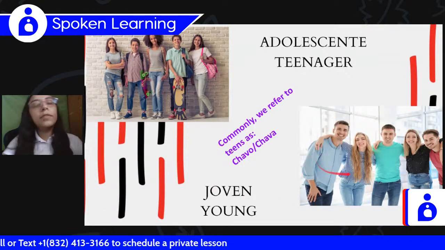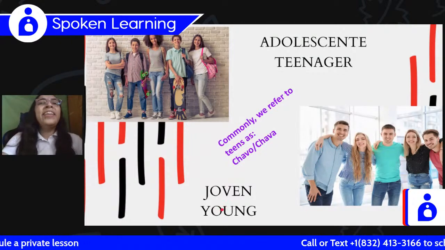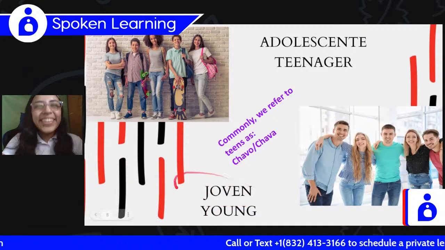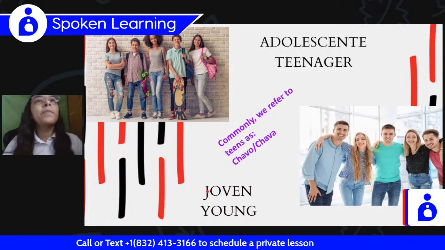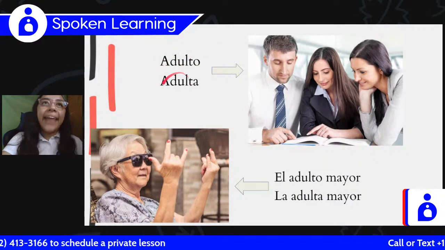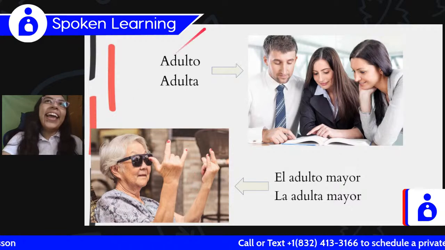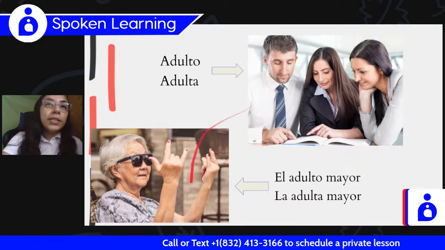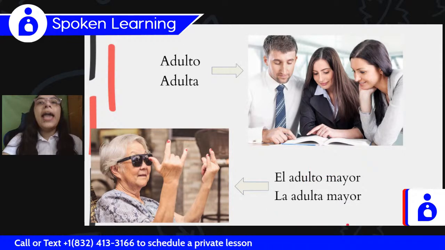In order to say young, we need to say joven, joven. El joven o la joven, okay? Adult, adulto o adulta, okay? For an old person, we need to say el adulto mayor o la adulta mayor.